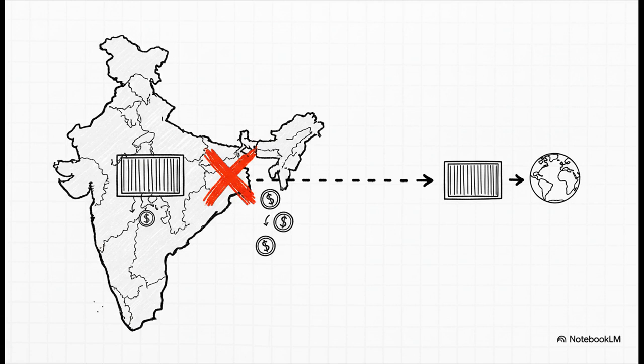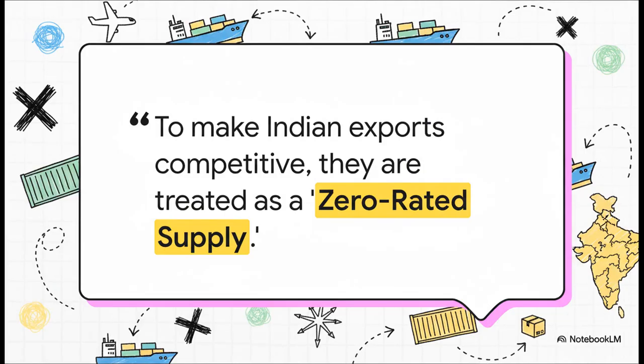It's driven by a core principle of international trade. You should not export your taxes. Why? Because tacking on domestic taxes just makes your products more expensive and way less competitive in other countries. So, to put that principle into action, the GST law gives exports a very special status. They are treated as a zero-rated supply. And that is the magic phrase you've got to remember when it comes to exports.